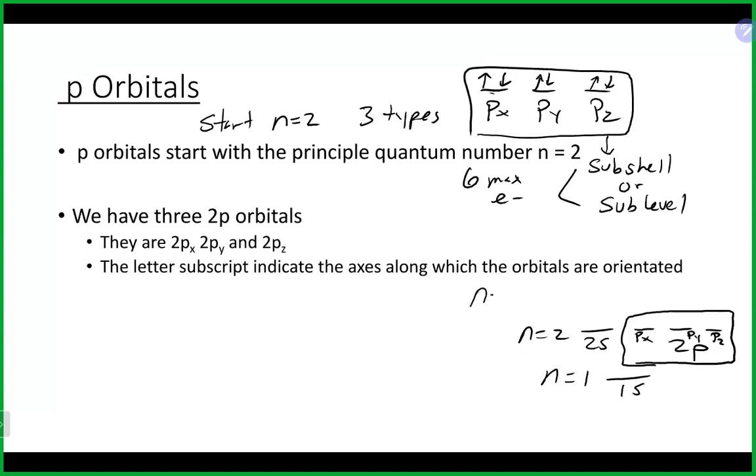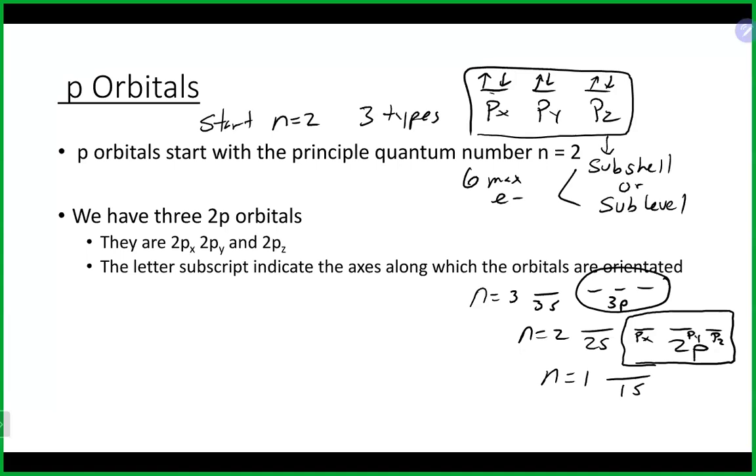If you go to n equals 3, you have a 3s orbital, and then you have a 3p subshell present. And if you went to the fourth, you would have a 4p subshell, then the fifth, and so forth, all the way along.